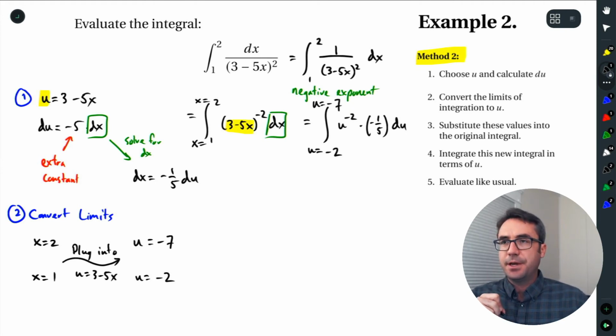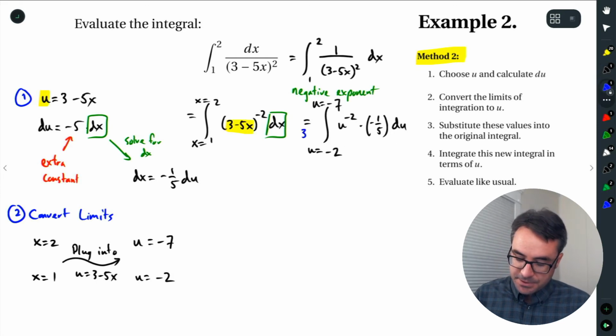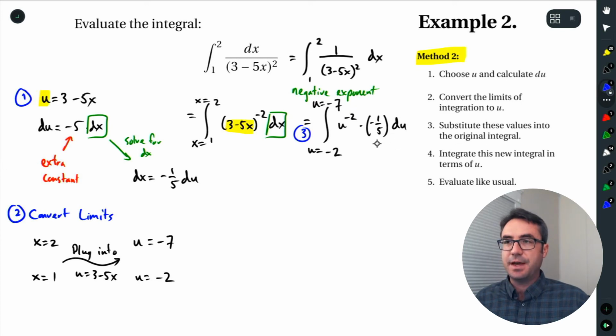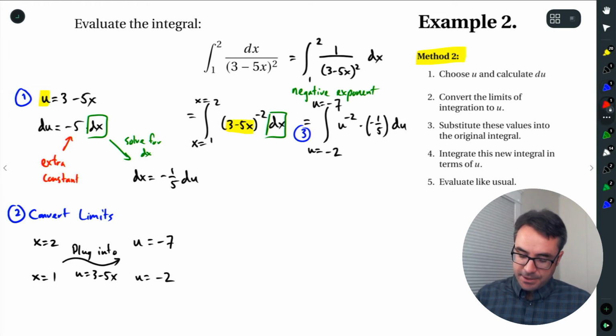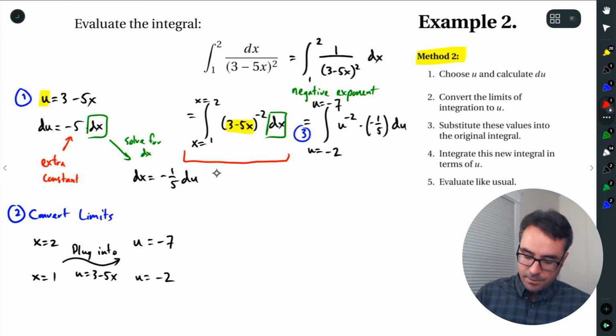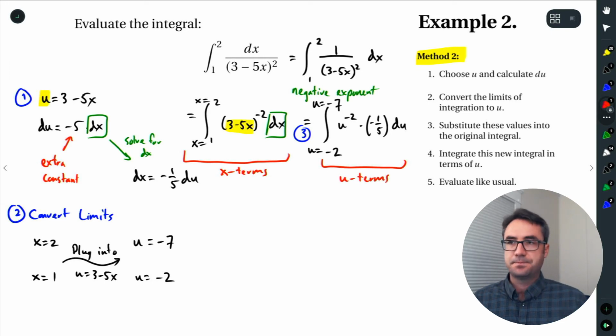All right, so there we go. We have our limits of integration, and now everything in this integral is in terms of u. So that's step 3, just substitute all these values into the original integral. We went from this integral here, which was all x terms, to an integral that's all u terms. So now we just go through and find the antiderivative, integrating this new integral, which is all in terms of u.